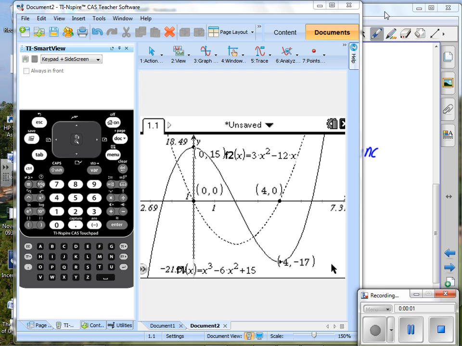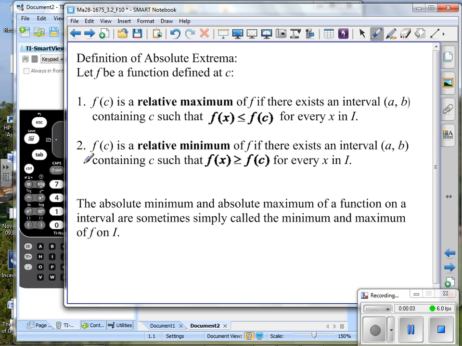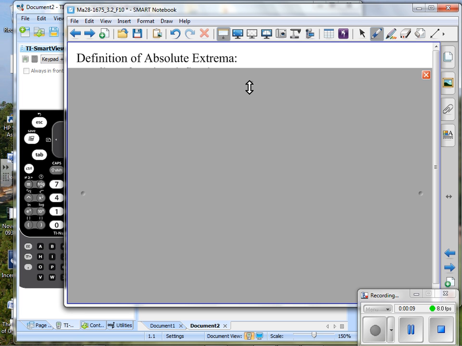To go on to our next problem here. Definition of absolute extrema. And we've been talking about relative extrema. Did we talk about absolute versus relative on last Thursday?